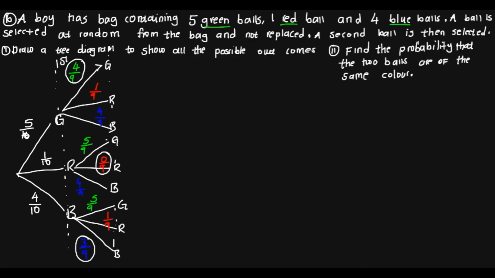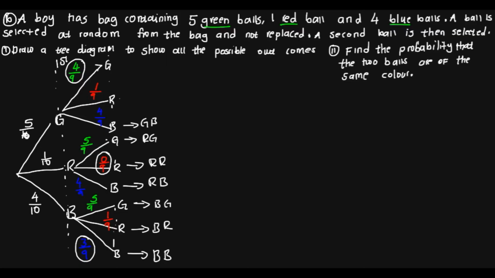Now let's move on to the other question. Find the probability that the two balls are of the same color. So let's look at the possible outcomes. Here we can see we have BB. Then for this one, it's BR. For this one, BG. Here, RB. Here, RR. Here, RG. For this one, GB. Here, GR. For this one, GG.